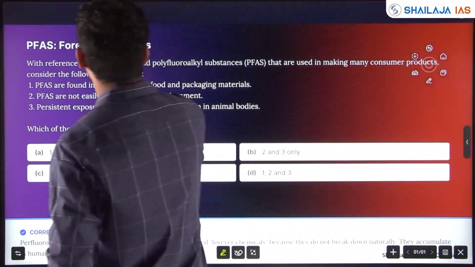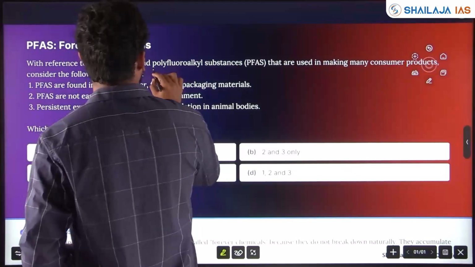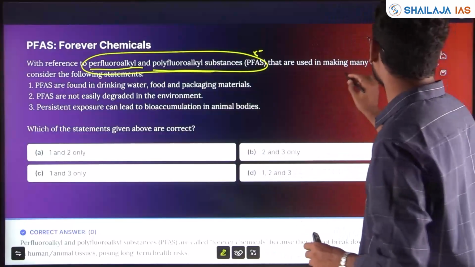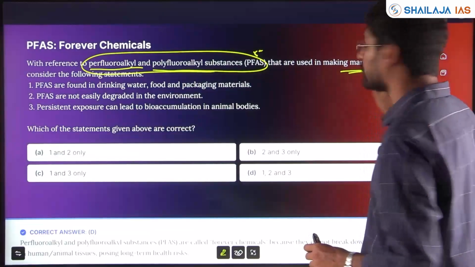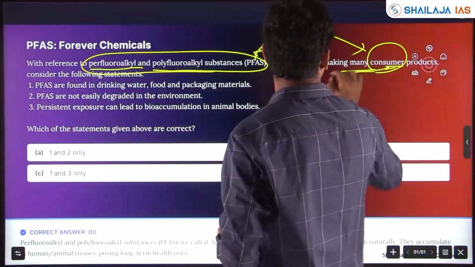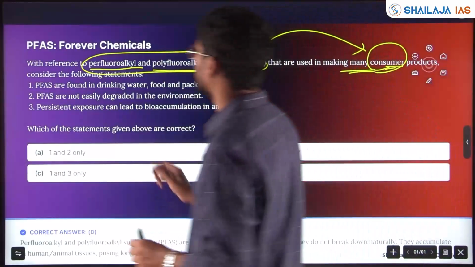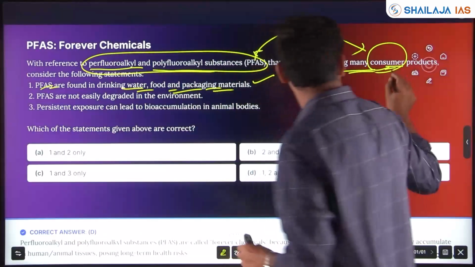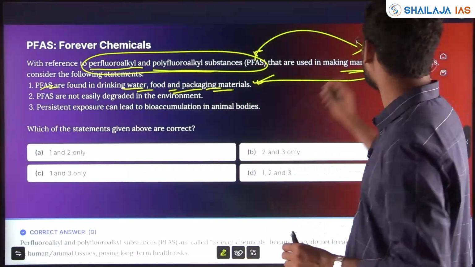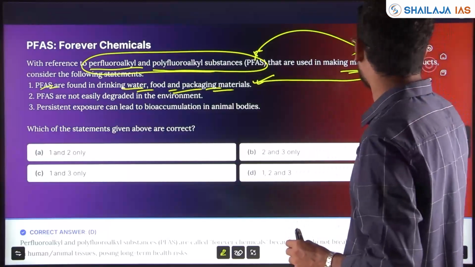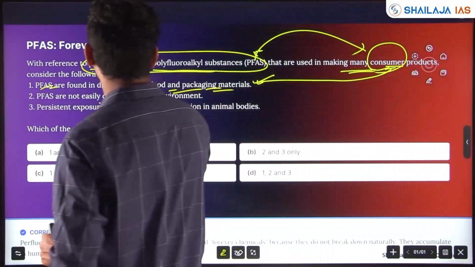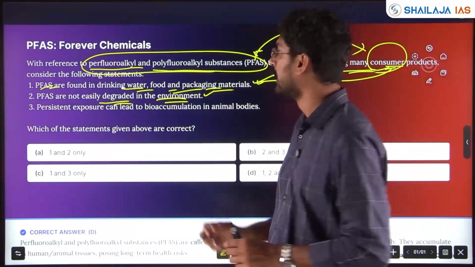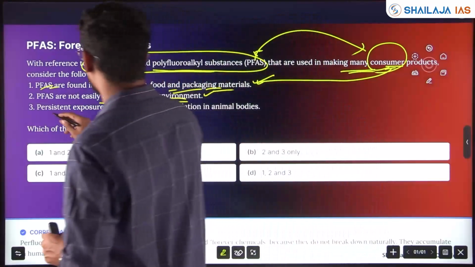This is with respect to perfluoroalkyl and polyfluoroalkyl substances, PFAS, that are used in making many consumer products. He is only telling UPSC that PFAS is used in many consumer products. Consider the following statements. PFAS are found in drinking water, food, packaging materials. Yes, they are found in many consumer products. PFAS are not easily degraded in the environment. Yes, plastics are not biodegradable, therefore not easily degraded in the environment.